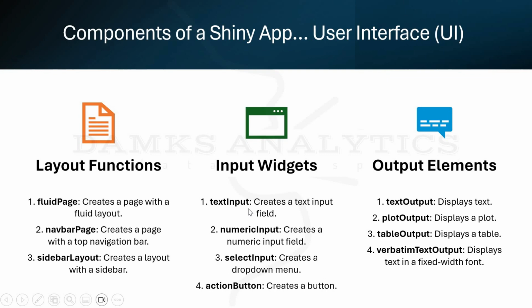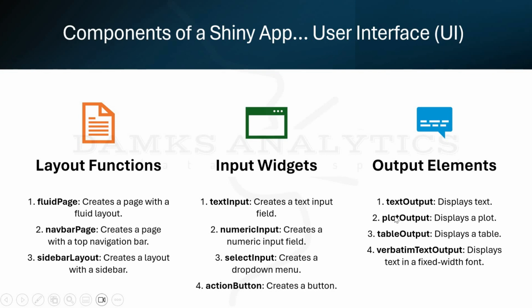Like the textInput, this creates a text input field. Then the numericInput creates a numeric input field. The selectInput creates a drop down menu. The actionButton creates a button you can press and then it creates something for you. While for the output elements, we have textOutput, which displays text, plotOutput displays a plot, and tableOutput displays a table.